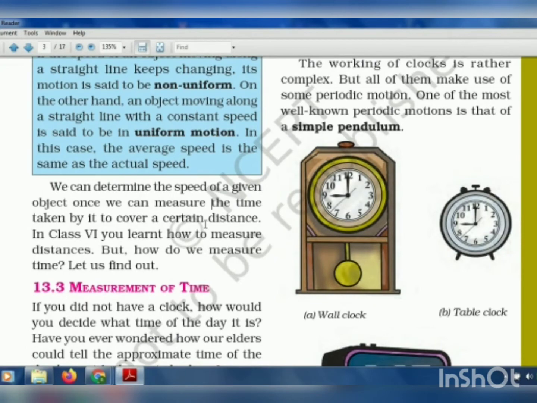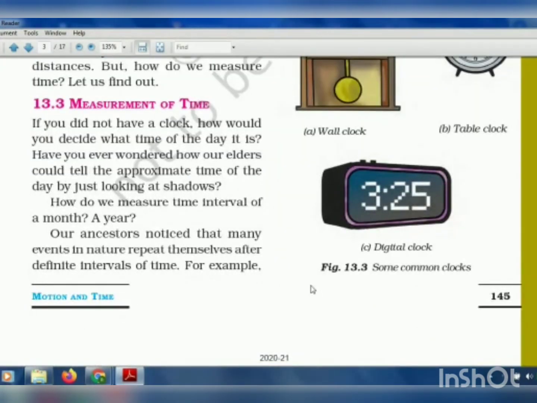Taken by it to cover a certain distance. Okay. It was speed, how to calculate speed. So we saw that to calculate speed you require distance and time. So if we know the distance covered by an object, but how to calculate the time? So that is our next topic, measurement of time.